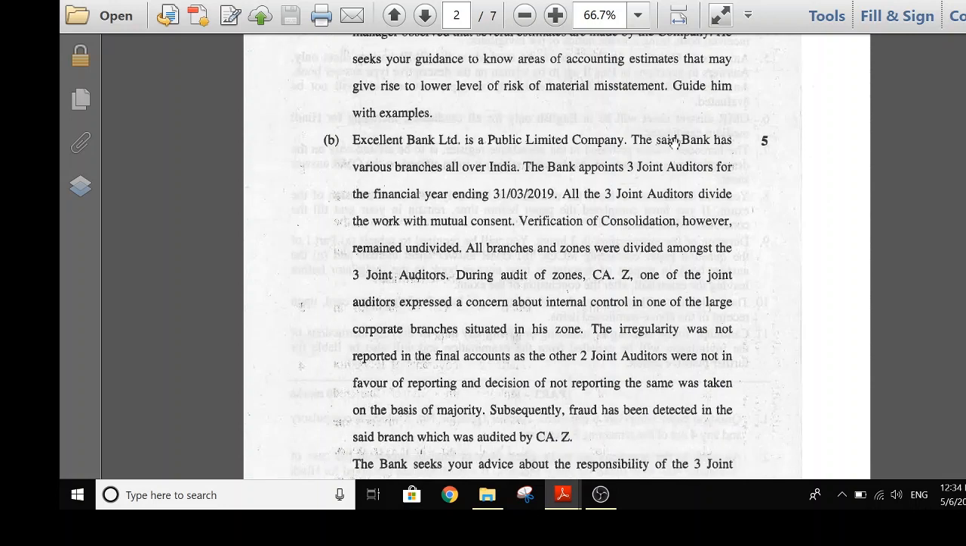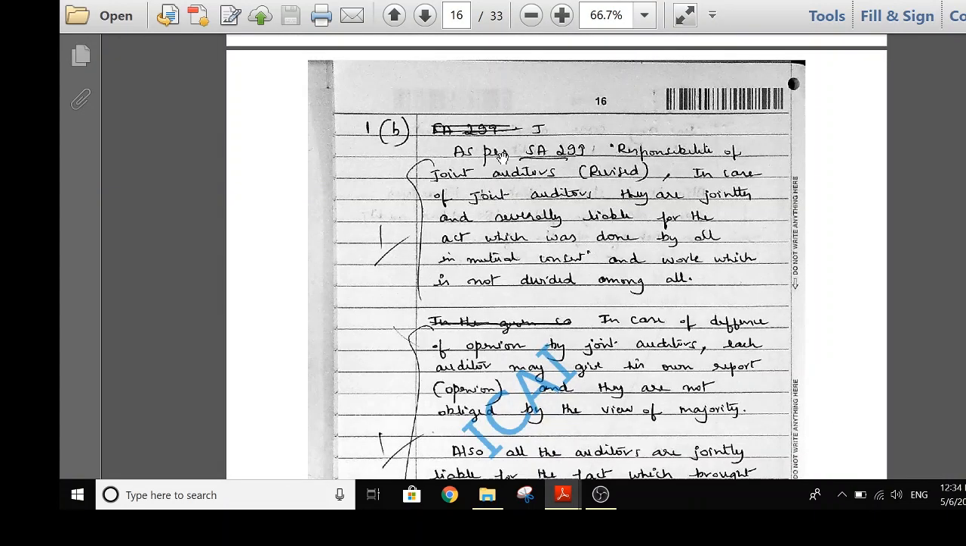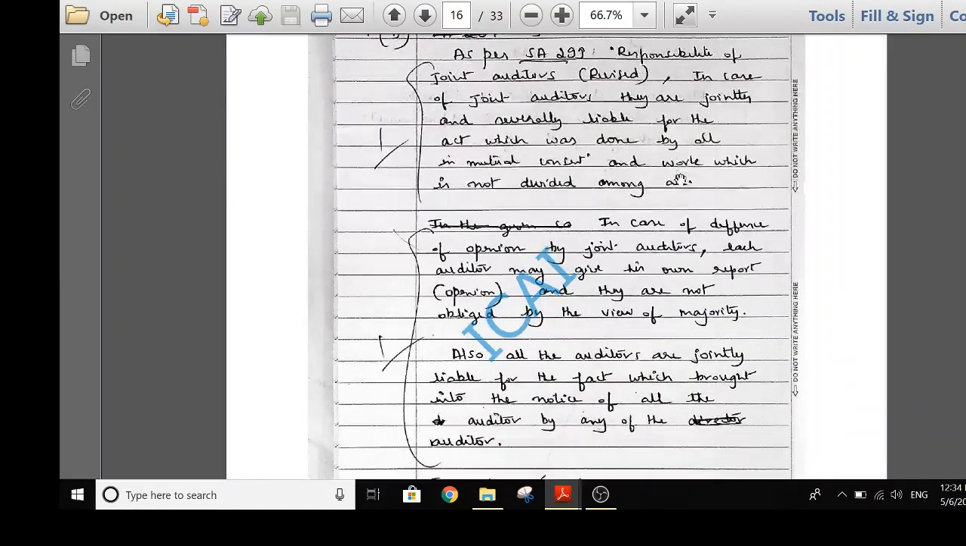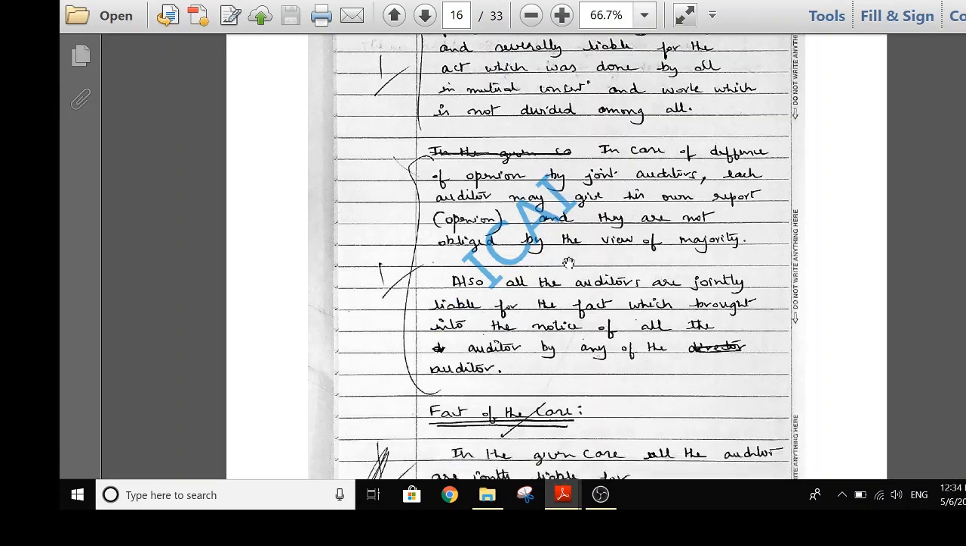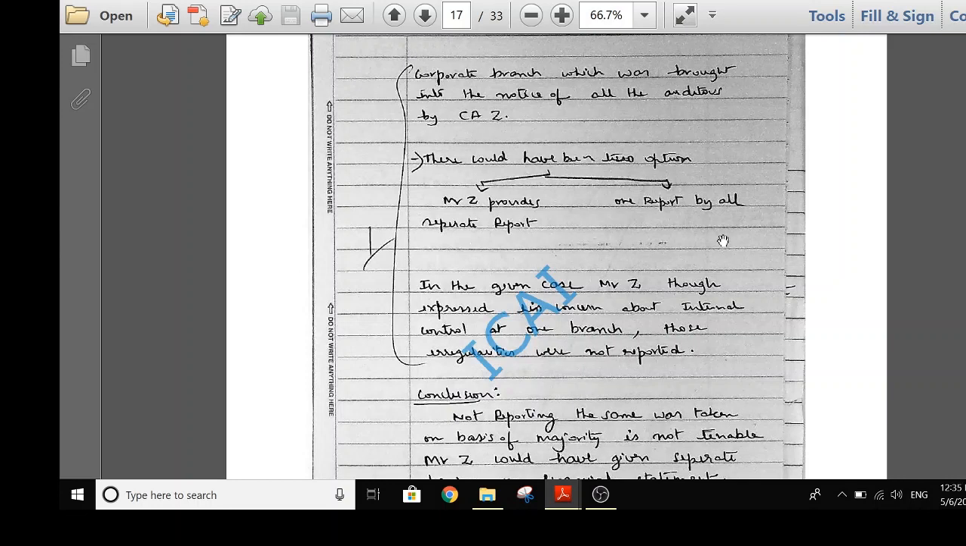After that, the second question is all about joint auditors, section 299. This is just to know the responsibility of the joint auditors. Look at the last part, they're just asking the responsibility of all the 3 joint auditors. Okay, this is the main answer, and these are the facts. So you can interlink the main question with what they've given in the introduction of the question. So I just interlinked. I mentioned 299 and what 299 says, the responsibility, the difference of opinion, and the facts of the case.